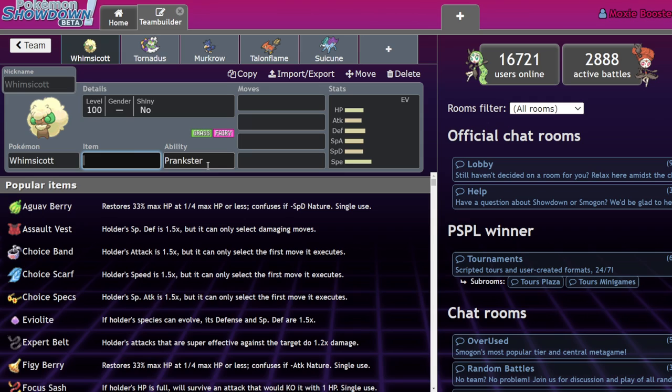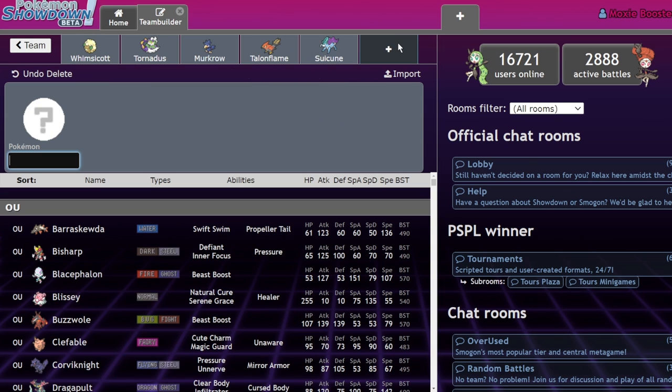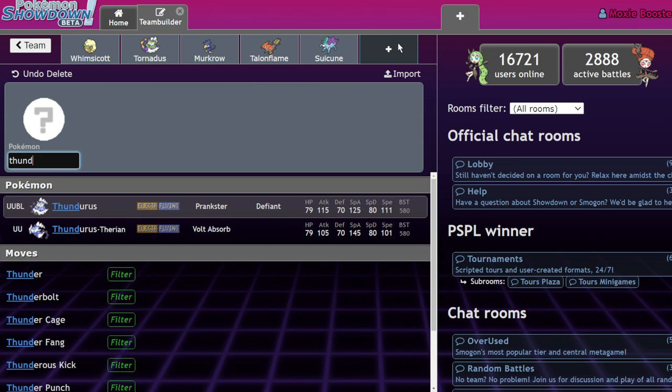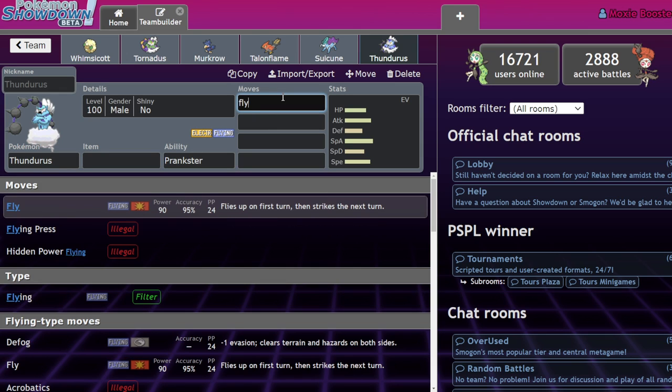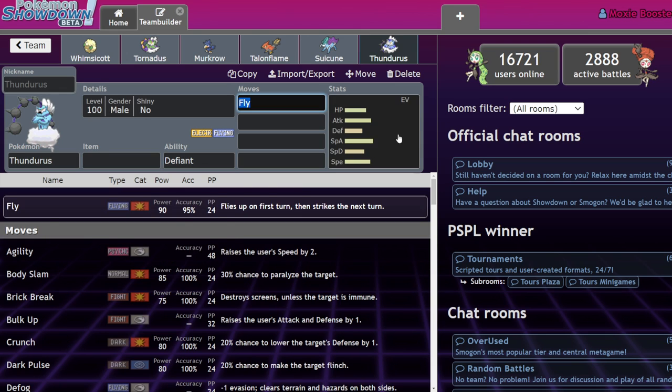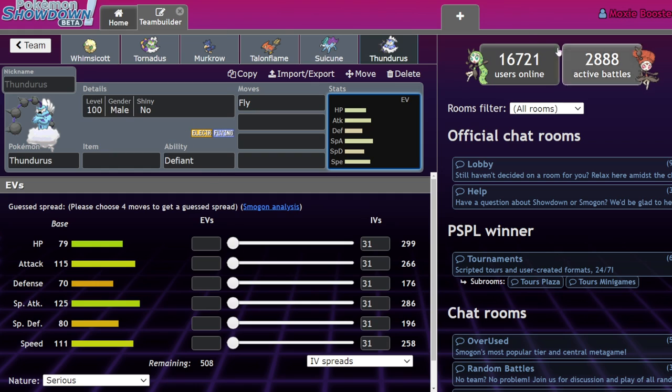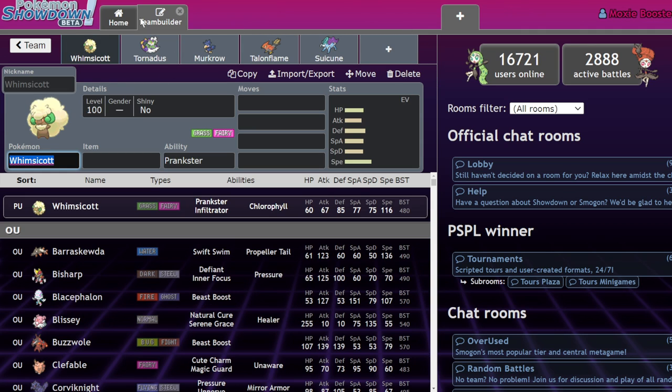Because Tailwind activates immediately, it made Tailwind a lot better this generation than it would have been in other generations. We don't quite see it being as important as it will be in future generations because we have access to stuff like Max Airstream. You have a Thunderous, you run Fly, you run Defiant, you're a Max Airstream Pokemon. You can basically just deal with Tailwind that way. You just outspeed it after three Max Airstreams, or even two or one, depending on how fast your team is. That is a reason we don't really see the issue this generation.